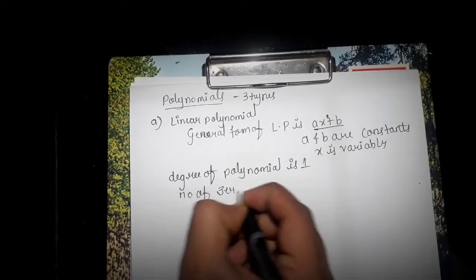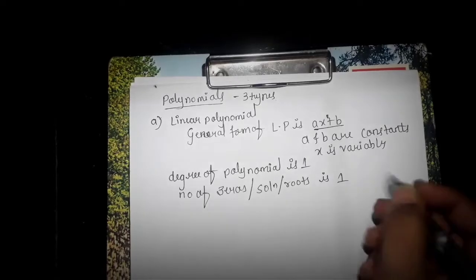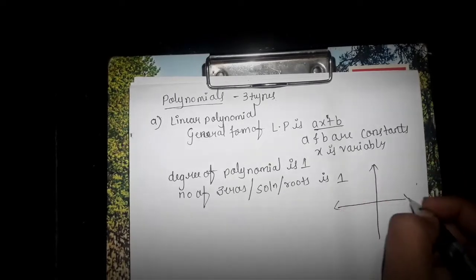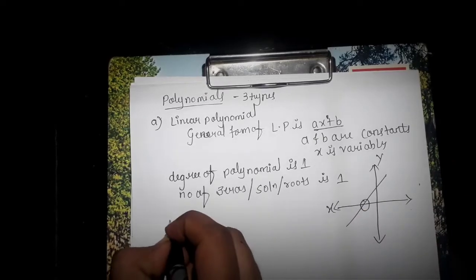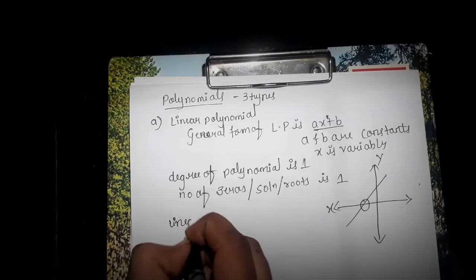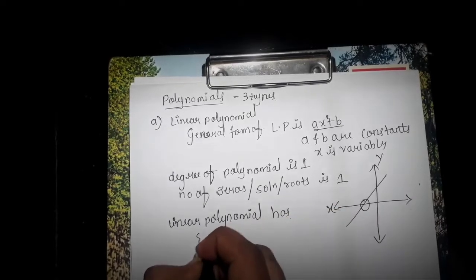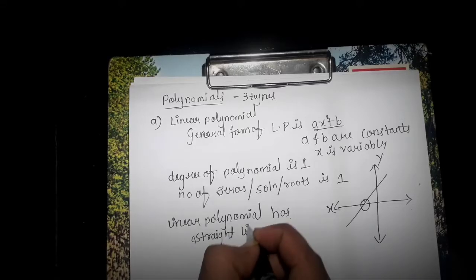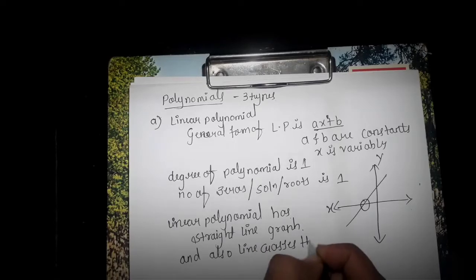Number of zeros or solutions or roots is 1, and the graph of linear polynomial is always straight line and it crosses the x-axis once. Now second comes the quadratic polynomial.